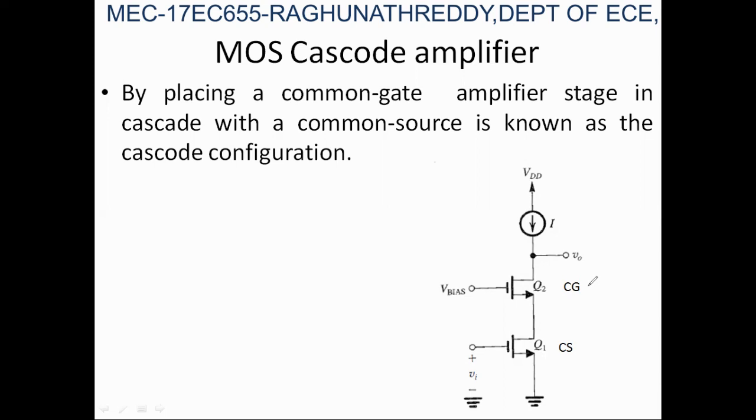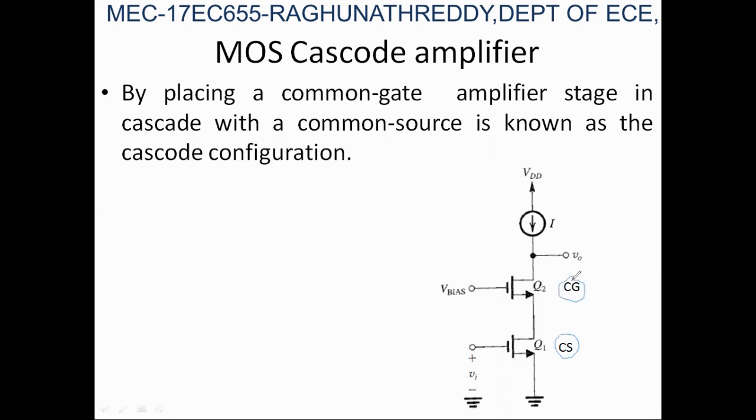For example, in this circuit, VI is applied to the gate of Q1 and the source is grounded, hence it is a common source amplifier. Above this one, Q2 is connected in common gate.